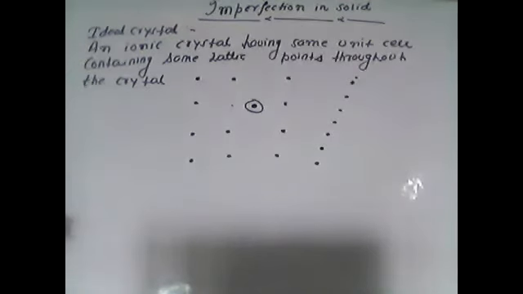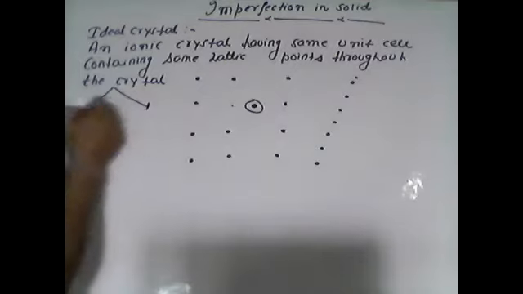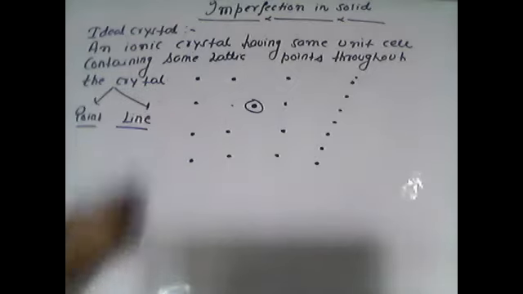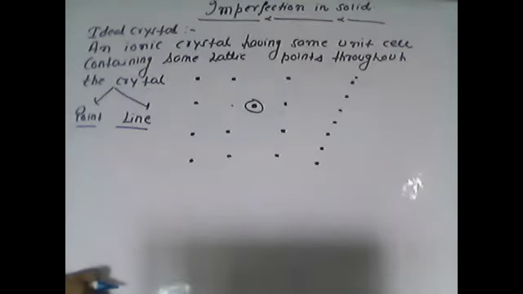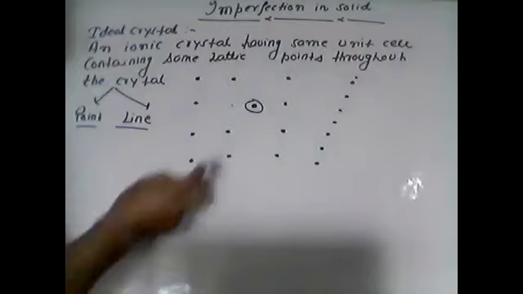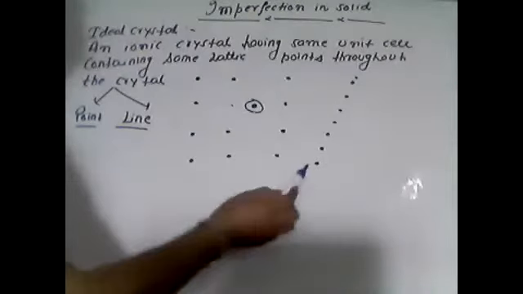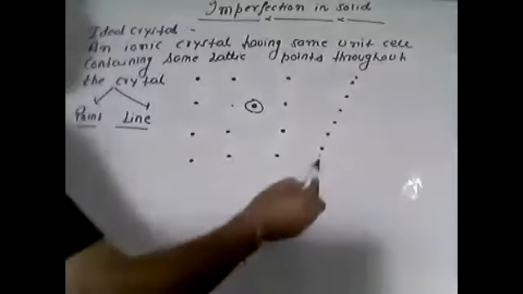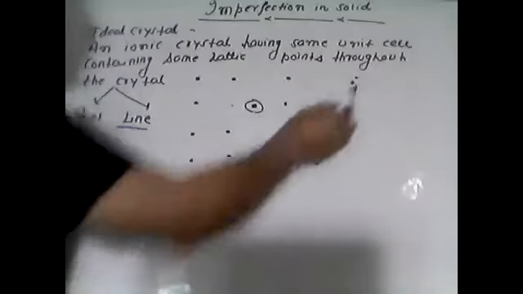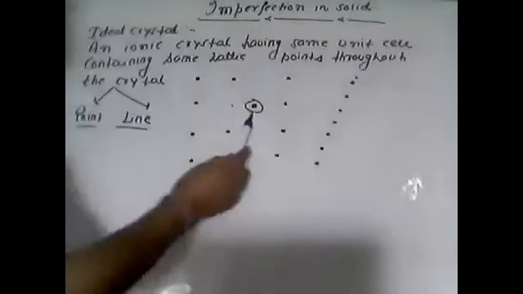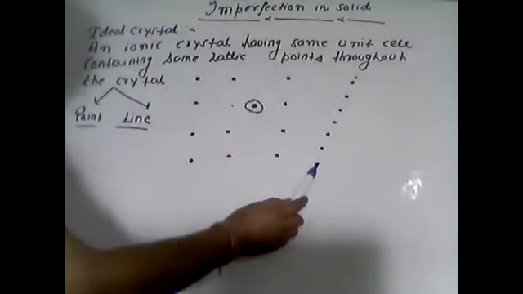Now, depending upon that, we have two types of defects. We call them a point defect and a line defect. From the name it is clear, a point defect means a defect which is around a point. And a line defect means when the defect is created throughout the line, the full line that is tilted, we call it a line defect. So here we have the point defect, here we have the line defect.